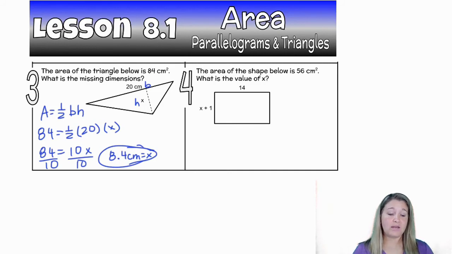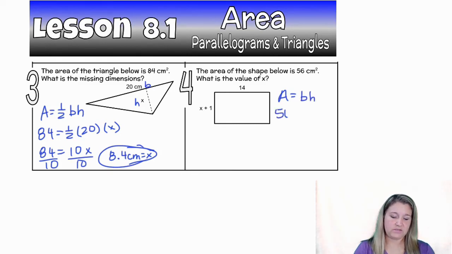Okay, so now on example number 4, we have the area of the shape is 56. And so what is the value of X? So I know the area. This is a rectangle. It looks like it's not marked, but they should be marked. So area for a parallelogram or rectangle is going to be base times height. I know the area this time, so I'm going to plug it in. It's 56. The base, I'm going to say is 14, and I'm going to say the height is X plus 1.